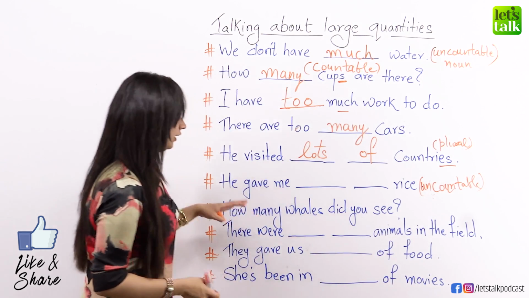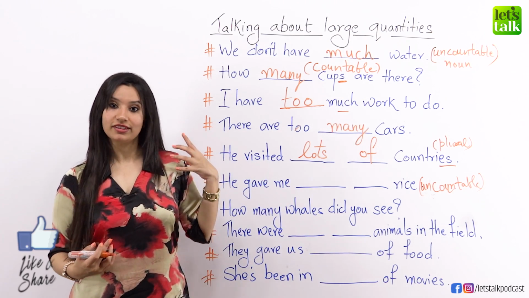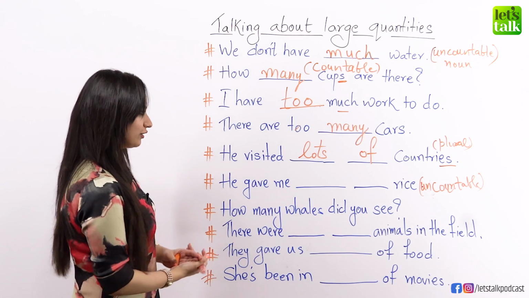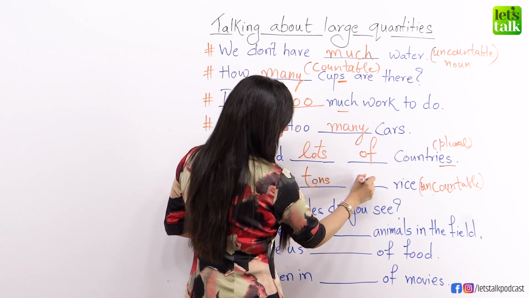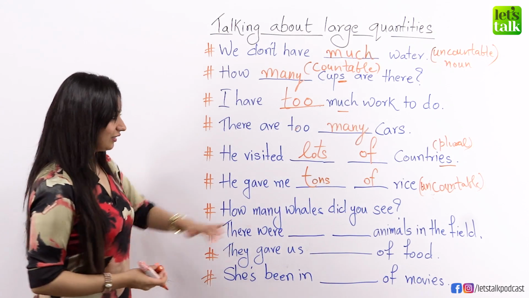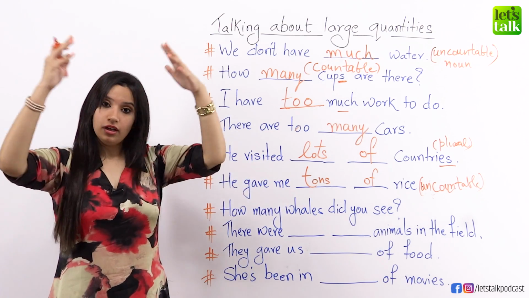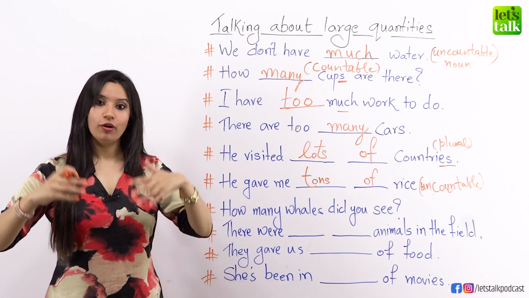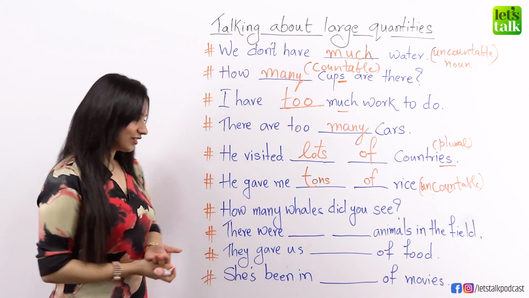So here you could say, he gave me lots of rice, which will also be correct, but let's learn something new, and instead of lots of, you can say, he gave me tons. So tons is a measuring quantity in math, and you can use it here also. He gave me tons of rice, which means a large quantity or a big quantity. Great, now we have the next question with us.